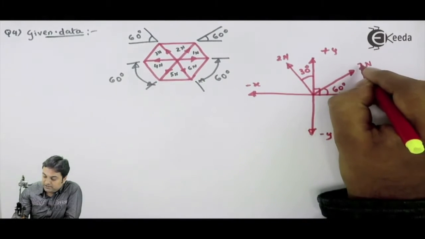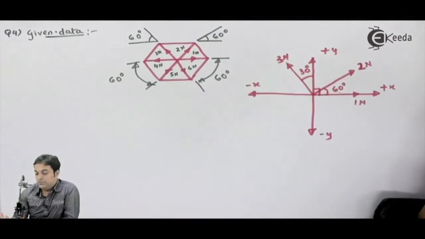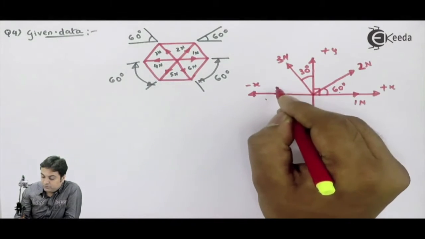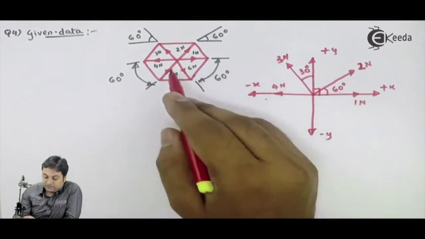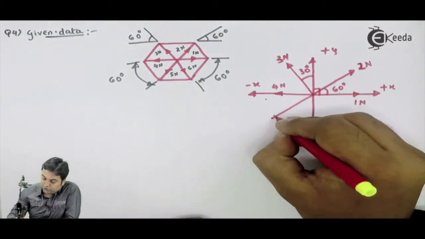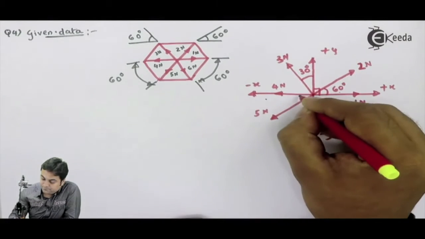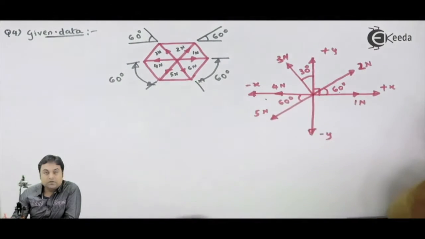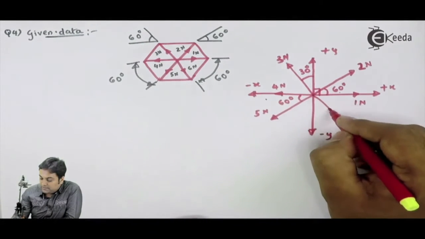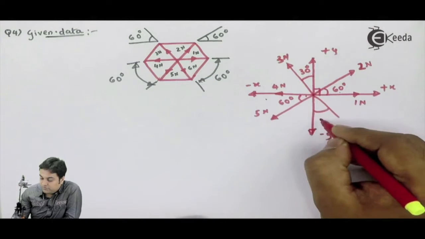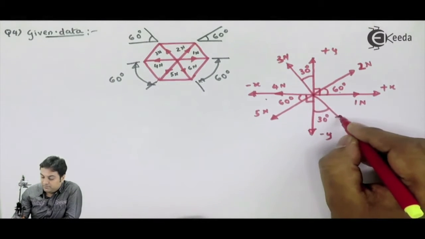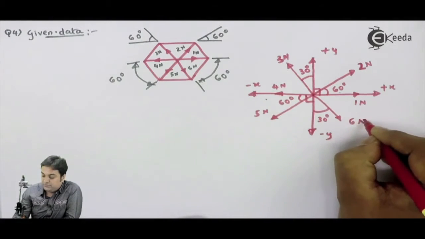Then 4 Newton, after this. This was 1 Newton actually, horizontal force. This 2 Newton is inclined at 60 and 3 Newton is at 120 degrees. Next, 4 Newton is perfectly horizontal. After this, 5 Newton is inclined again at 60 degrees with horizontal. 6 Newton will be 120 degrees with horizontal, so I'll mark it as 30 degrees with vertical, because here I already have 90. So 90 plus 30 gives me 120. This is the 6 Newton force.